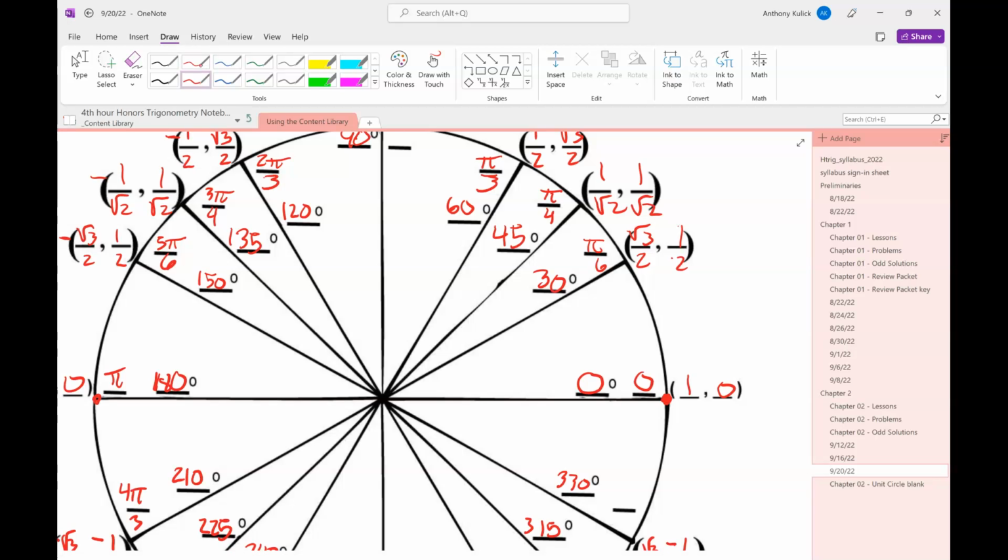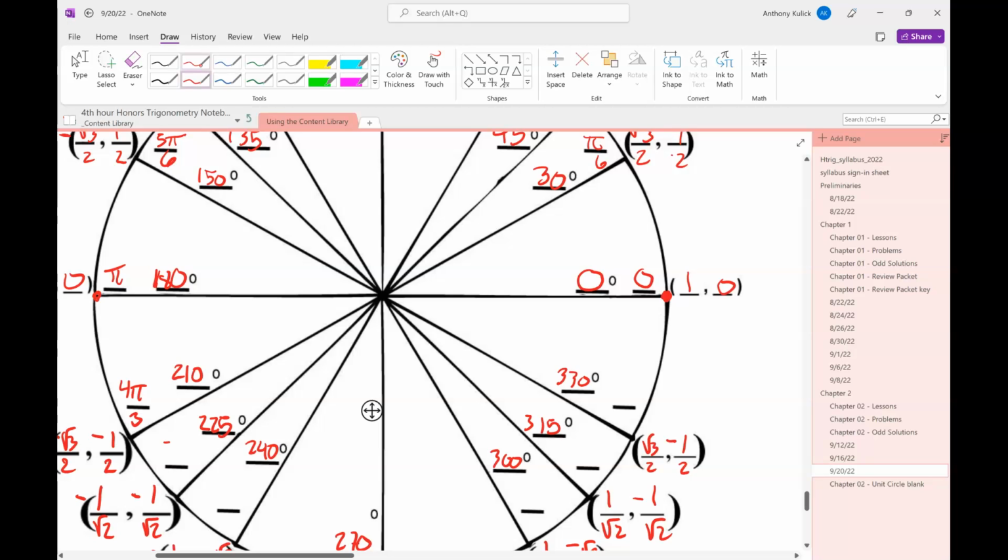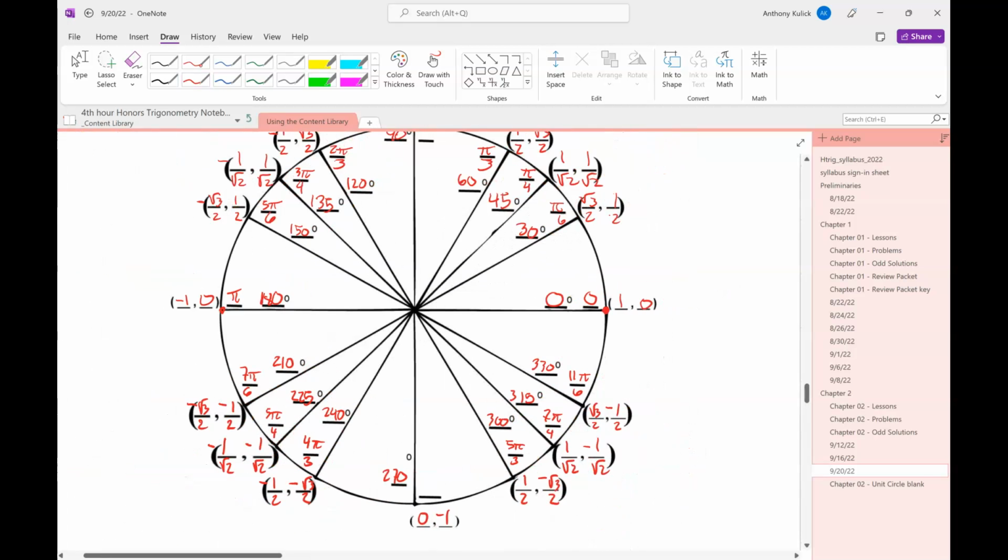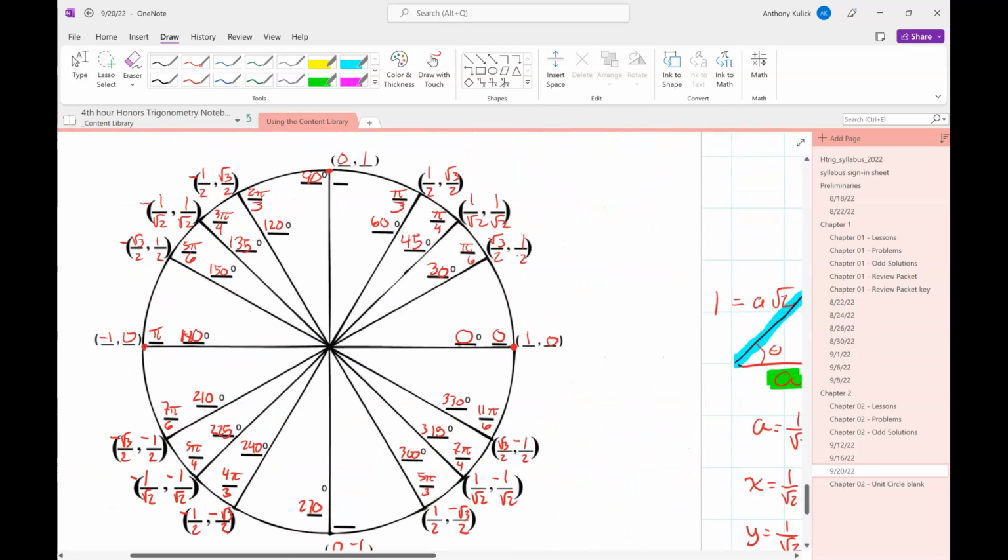4 pi/3, 5 pi/4, nope, that wasn't right. That's 7 pi/6. Yeah, that doesn't look right. That's not 2/3 of a pi. Oops-a-daisy. And then this is 5 pi/3, 7 pi/4, and 11 pi/6. Just easy one. Okay.